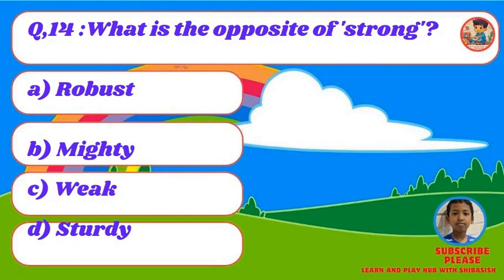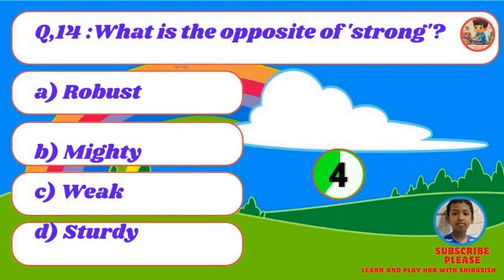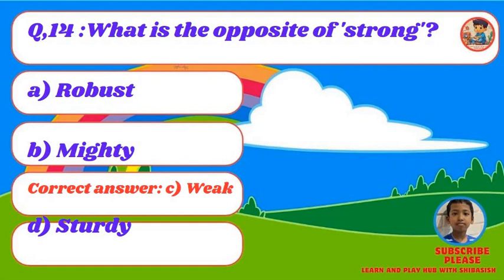Question 14. What is the opposite of strong? Option A, robust. Option B, mighty. Option C, weak. Option D, sturdy. The correct answer is option C, weak.